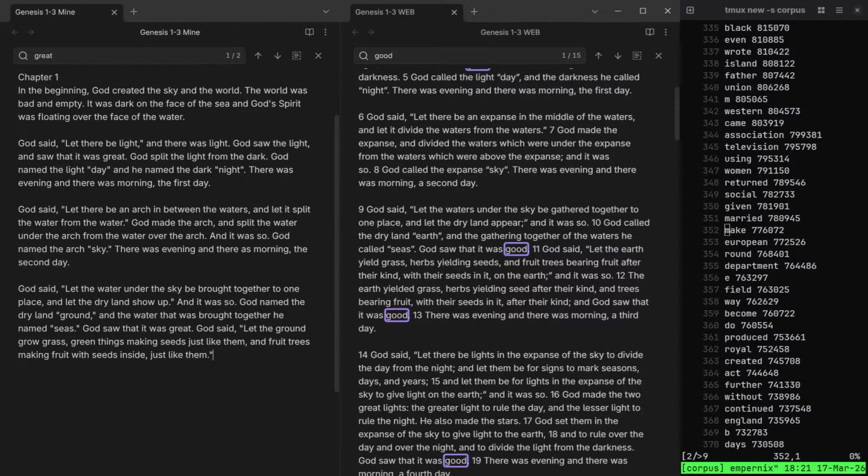Let the earth yield grass, herbs yielding seed, and fruit trees bearing fruit after their kind, with their seeds in it, on the earth. All on the earth, on the ground. I feel like that's a repetition there, but it is in the original, and I don't really know. It's kind of say the ground to the ground. Anyway, whatever.